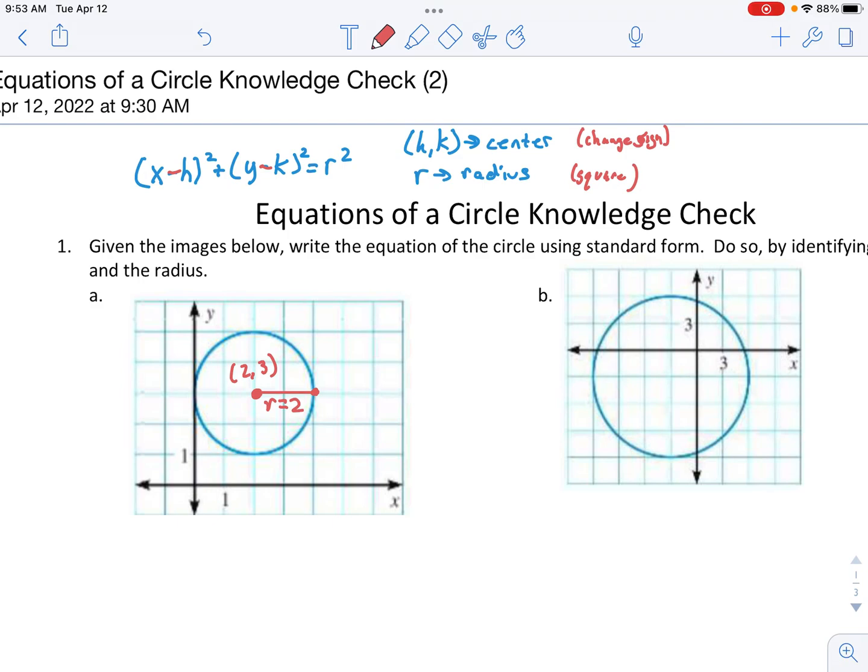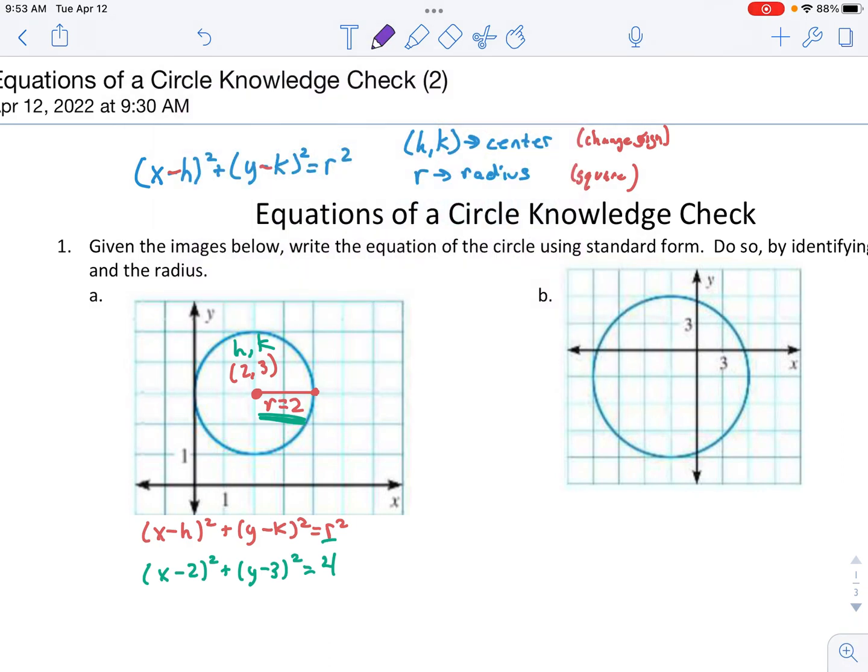All right, so what do we got here? Okay, and don't you forget that H, K is the center point. So I'm going to plug 2, 3 into this equation, and it's going to be super easy. We're going to have (x minus 2) squared plus (y minus 3) squared. And then we're going to plug in 2 for the radius, and since it's 2 squared, it's going to equal 4. That's literally it. That's all you have to do.